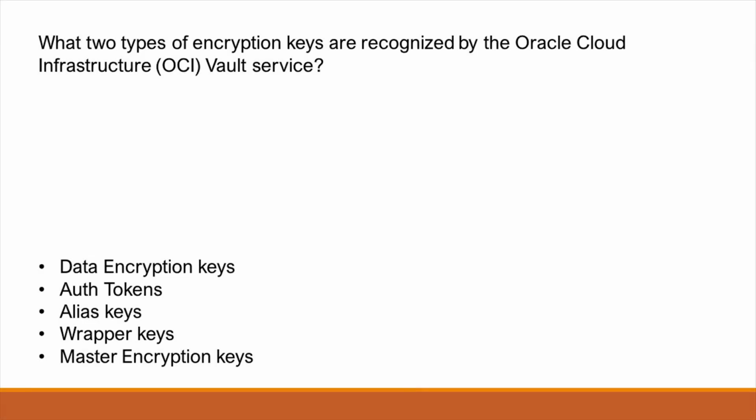Let's talk about this question. What two types of encryption keys are recognized by the Oracle Cloud Infrastructure, OCI, Vault service? Options we have for this question are data encryption keys, auth tokens, alias keys, wrapper keys, master encryption keys. The correct answers for this question are option 1, data encryption keys, and option 5, master encryption keys, which are known as DEK and MEK in short, which are supported by the OCI Vault service.